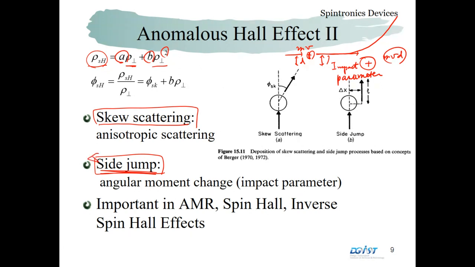So this side jump and skew scattering are the origin of the anomalous Hall effect, but they also play a very important role in anomalous MR, which we are going to learn, and in the spin Hall effect and inverse spin Hall effect, which is a very emerging field in spintronics. Those two mechanisms are very important to understand the transport properties in spintronics.